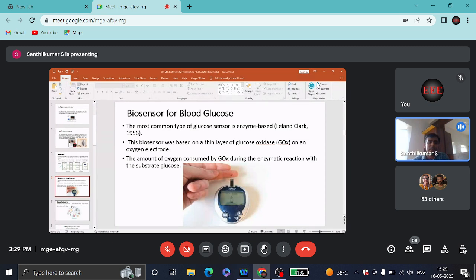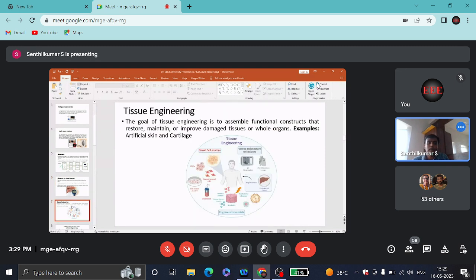Then another major thing is tissue engineering. Nowadays you can see 3D bioprinting. Mechanical engineering uses 3D bioprinting and civil engineering uses 3D bioprinting for different purposes. If you want your face in your tea cup or a coffee cup, it is also nowadays possible. That is 3D bioprinting technology.